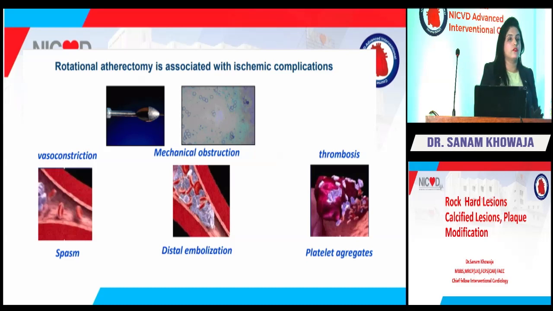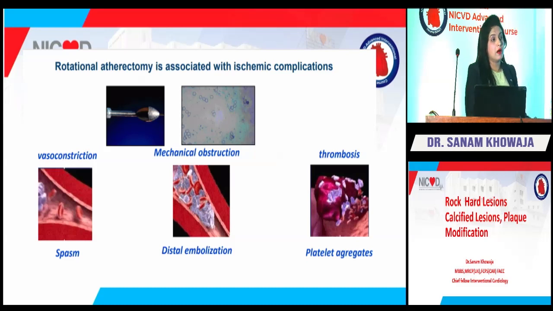So we've talked about almost everything. Now we will just talk about what are the complications that rotablation has. So it's a bulky device. It causes 3 main things. It may cause vasoconstriction, it can cause mechanical obstruction, and it can cause thrombosis. So whenever it causes vasoconstriction, it leads to spasm of the vessel. That's why whenever we do rota, we always give adequate nitrates to make sure that adequate vasodilation is achieved.